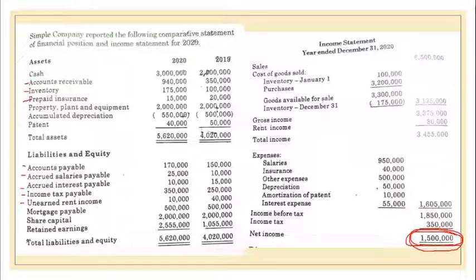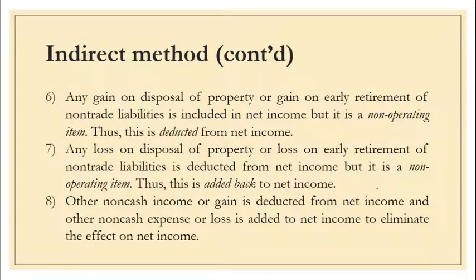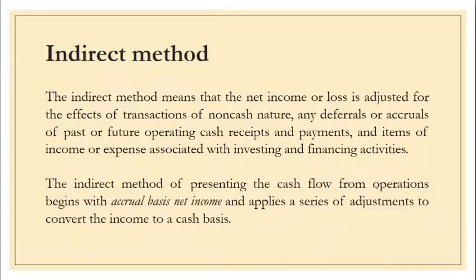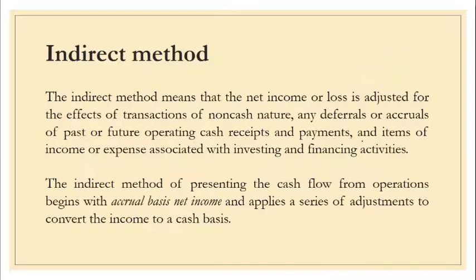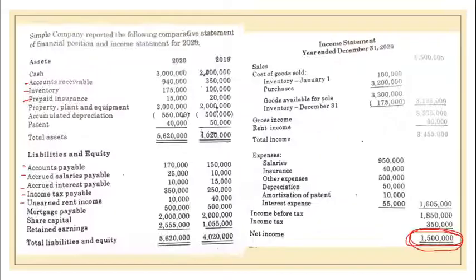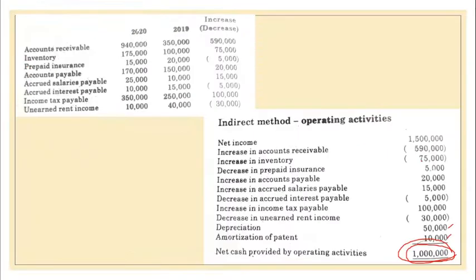That is what we did in the direct method. If you remember, go back here. If you can see, it is 35 instead of 40, because again its purpose is to increase your income. So it increases your net income. A decrease in your asset is an increase in your net income. So, that is your net cash provided by operating activities.